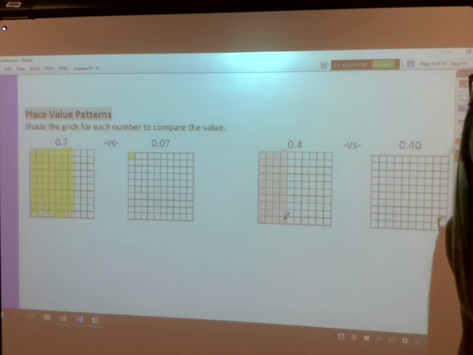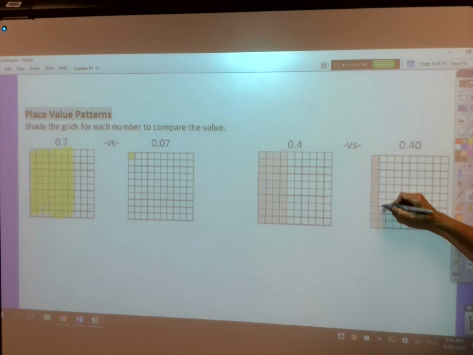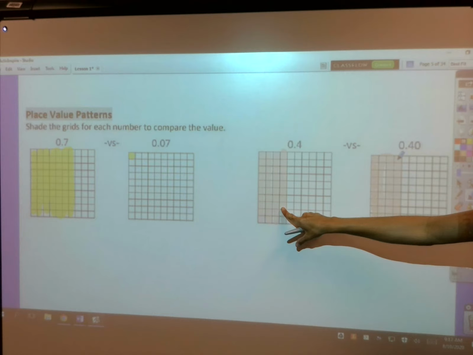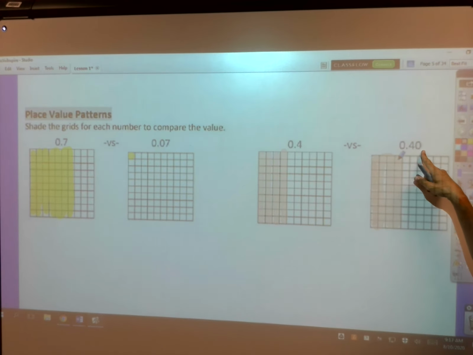That'll take a while. 1, 2, 3, 5, 6, 7, 8, 9, 10. Well, that's 10. So I need 40. Okay. 2, 3, 4. Is that 40 of these? Interesting. 4/10 shaded in is the same thing as 40 hundredths.